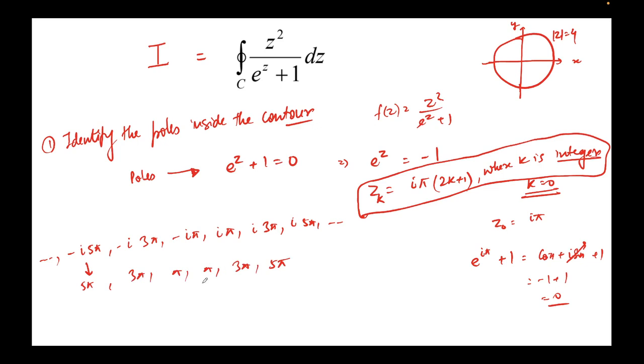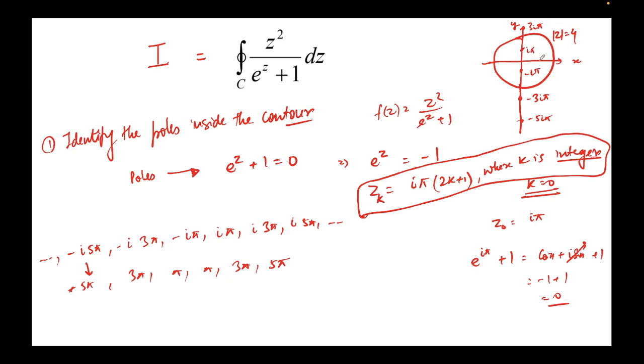Pi is approximately 3.14. So this value will come out to be, sorry, this is on the negative side. These points will be somewhere here. So this will be 3.14, this will be around 9 point something, this will be around 10. So this will be minus iota pi, minus 3 iota pi, minus 5 iota pi, and again this will be iota pi, here it will be 3 iota pi.